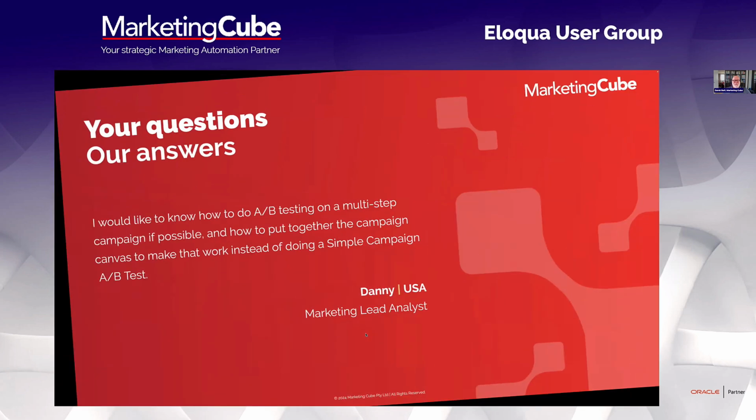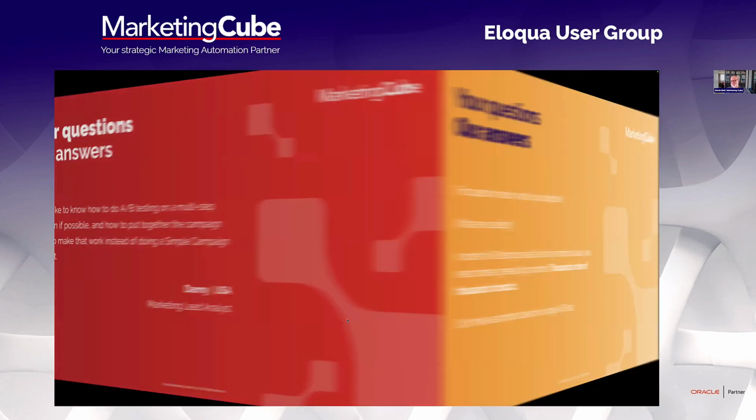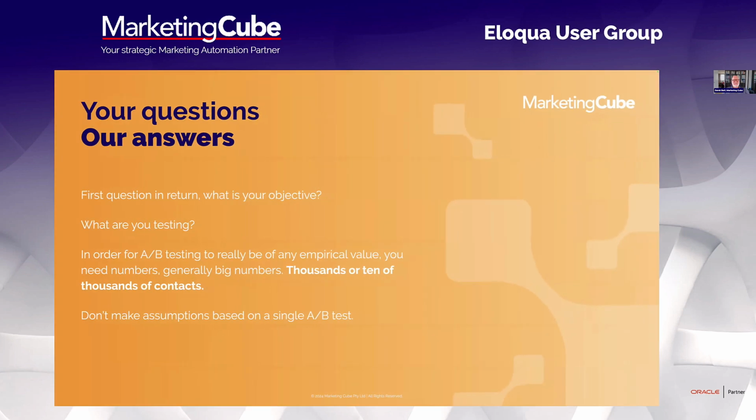Okay, so we did have one question this month. It just came from one of our US subscribers, but I thought I'd share it because it's a valid question I think most people would be interested in. And that is understanding how to do A/B testing on a multi-step campaign. Is it possible? And how can you do it instead of constantly doing A/B testing? So, look, I think it's a really valid question. And it's something that a number of people have inquired about over the years.